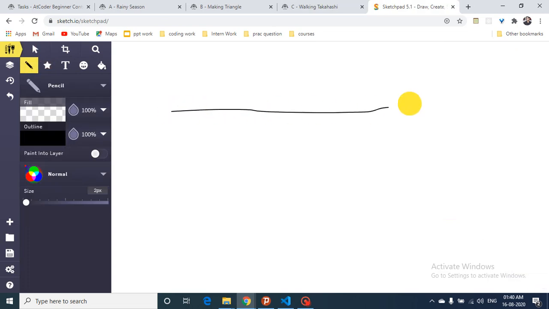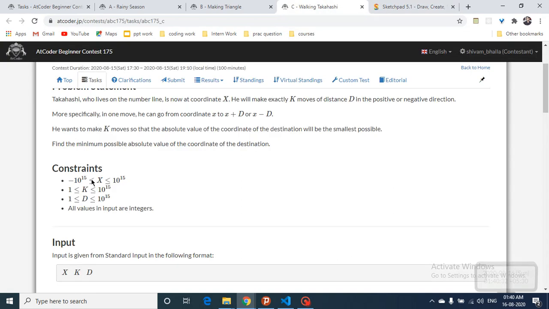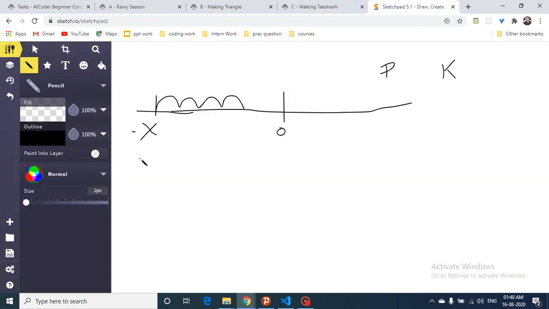So let's assume that this is 0, the 0th point, and you start at some point which is x. Now let's assume that you have a hop of d and you can make k hops. So this is one hop, this is another hop, this is another hop, this is another hop. As you can see, I am on the left of this 0, so my x will be negative, and x can also be negative. Let's assume that I am at minus 100, and we have to find the least possible absolute value after doing these k hops.